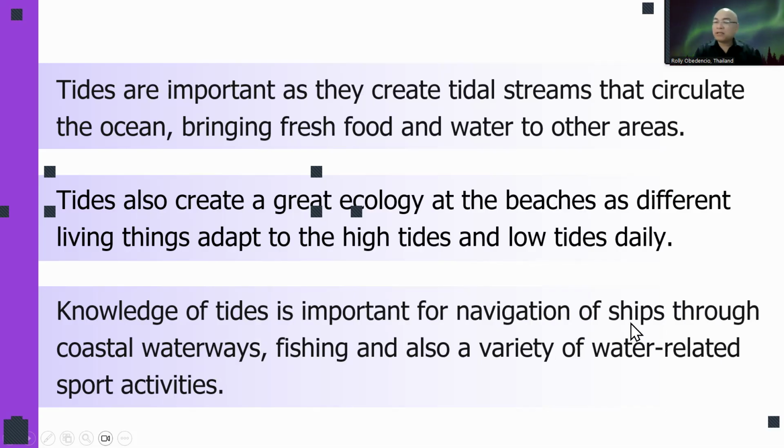The ships, I'm not talking about the sheep, the animal, but I'm talking about ships, the vessels in the ocean through coastal waterways, fishing, and also a variety of water related sport activities.